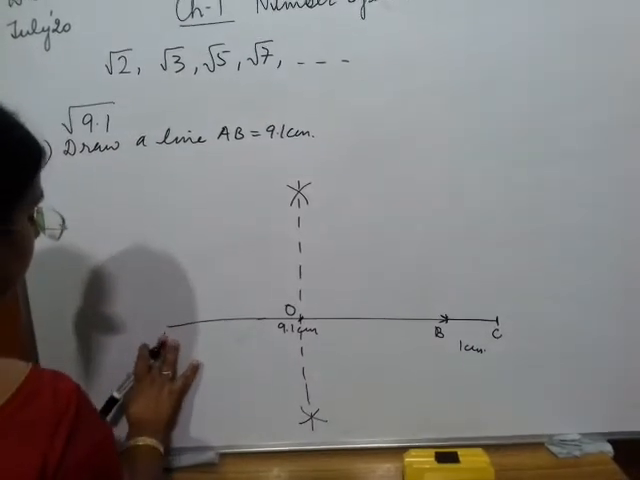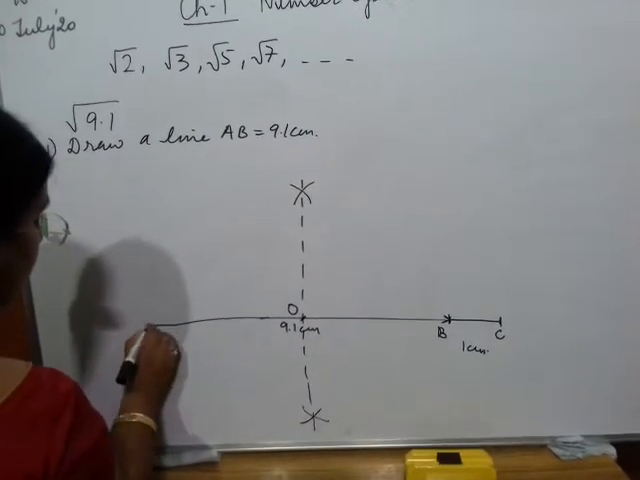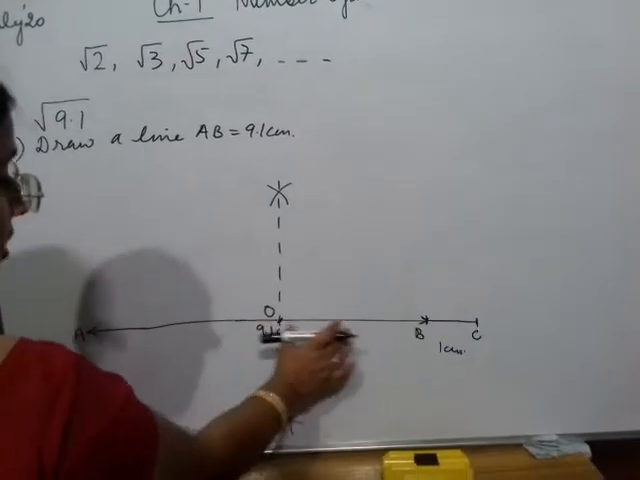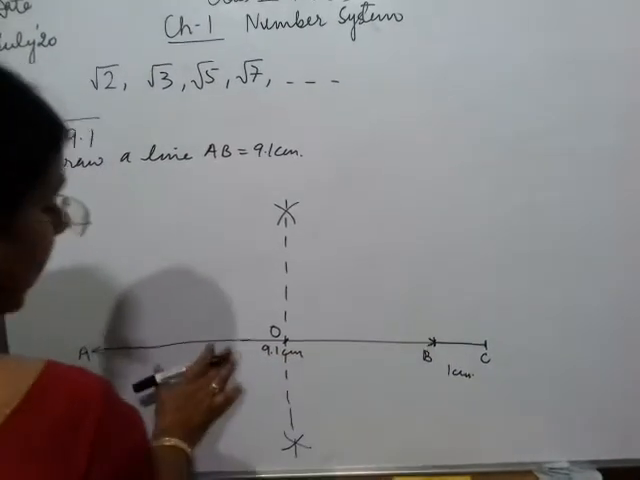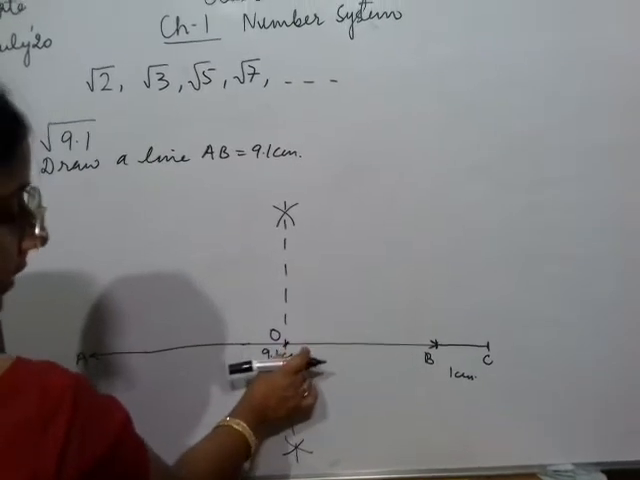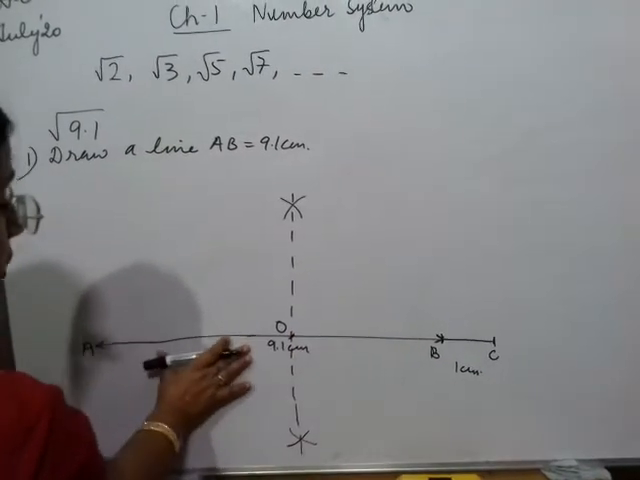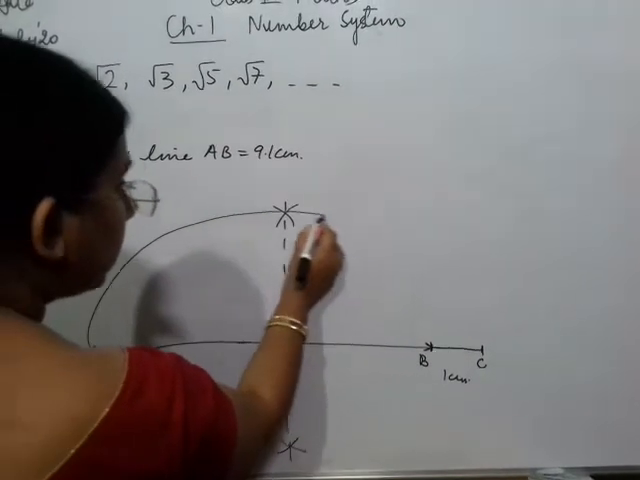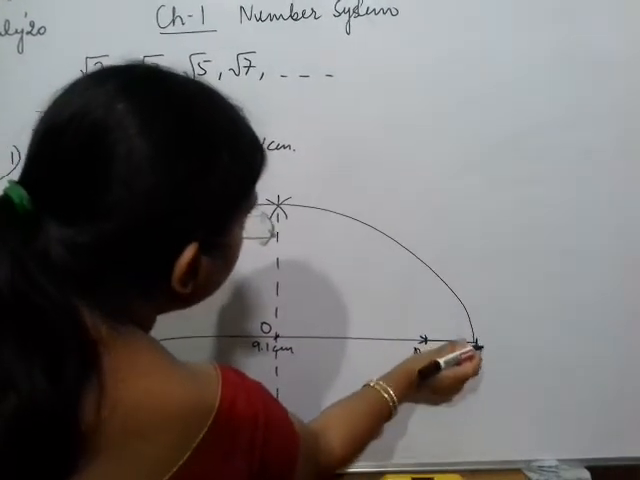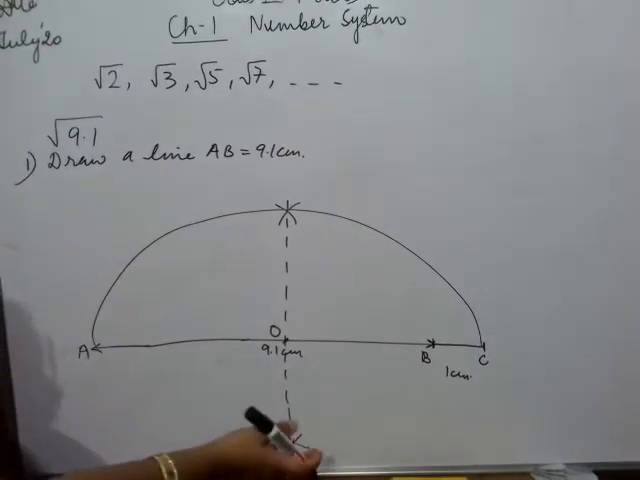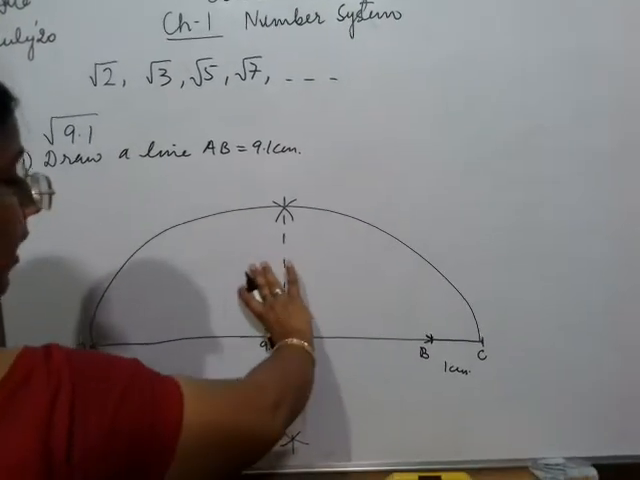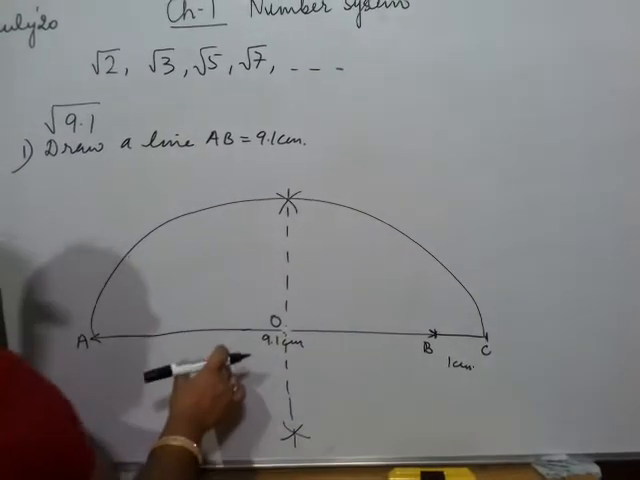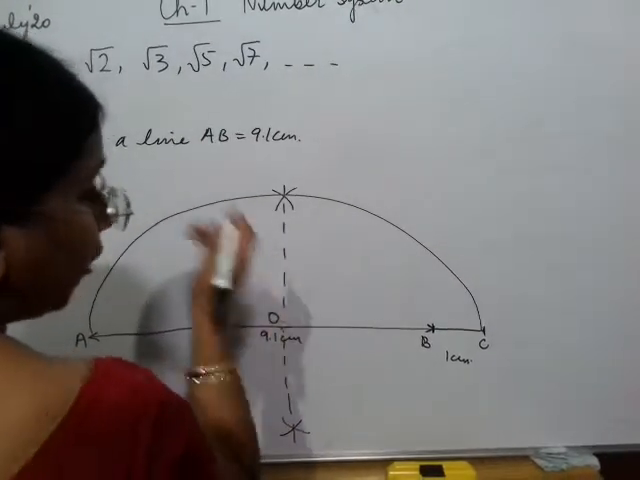I am just extending this A so that you are able to visualize the center. Now this is O, which is called the center of AC. Now with O as a center and radius OA or OC, we will draw the semicircle. What have we done? We have drawn a semicircle taking O as a center and radius OC or AO. Clear? So a semicircle is formed.